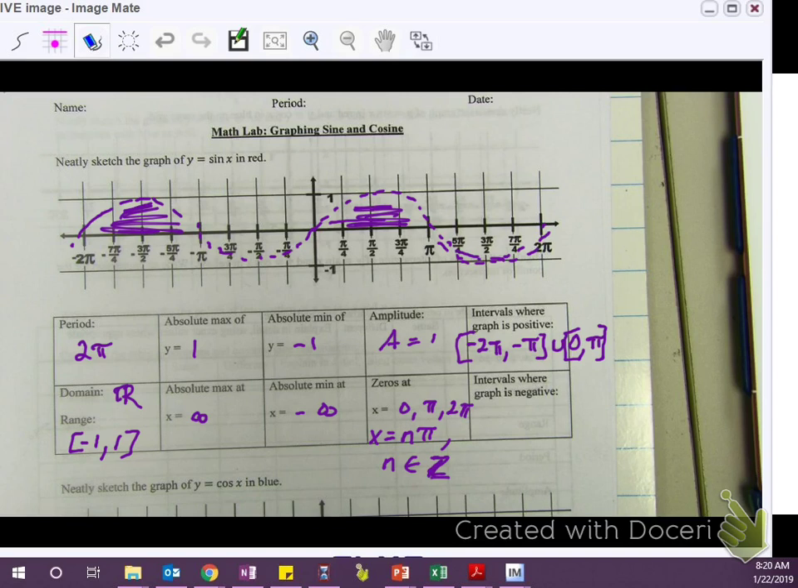And then it's negative in the other. So it's negative from negative pi to 0 and pi to 2 pi. Now, that continues on and on and on as well, but we're just going to write the ones you can see right now. Okay, so any questions about these?